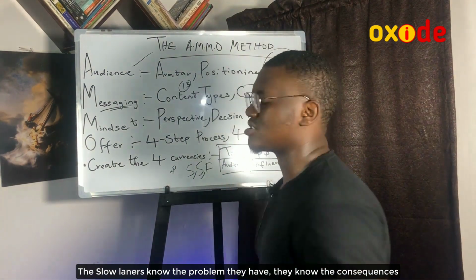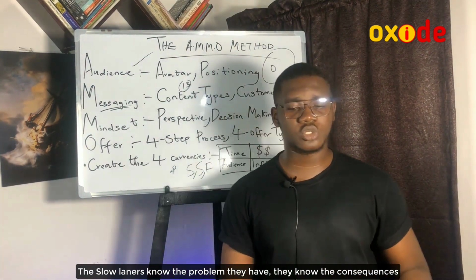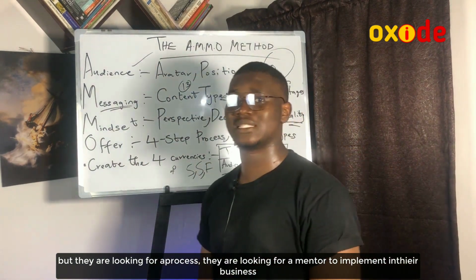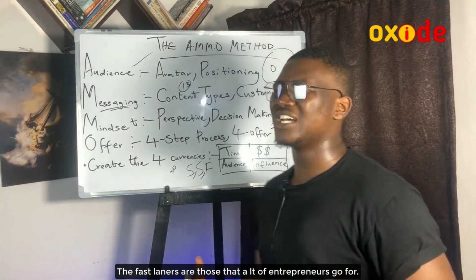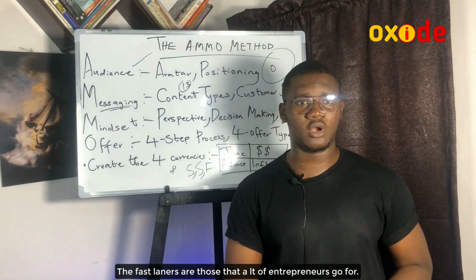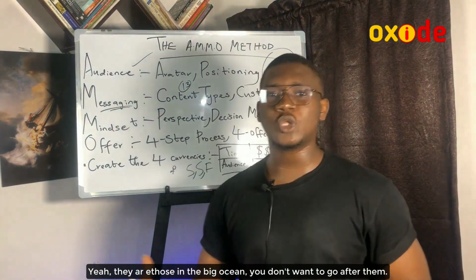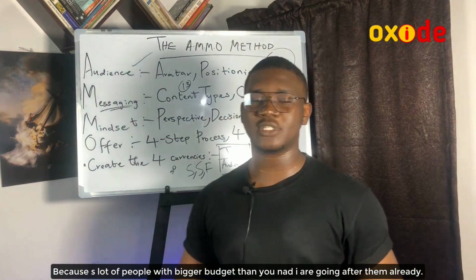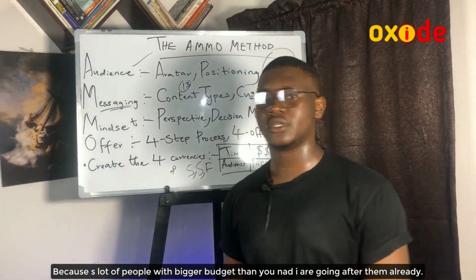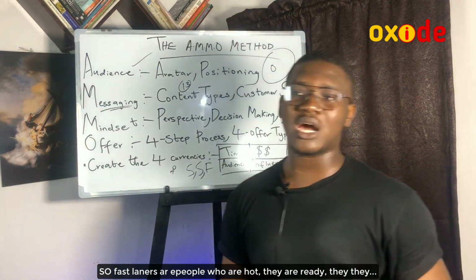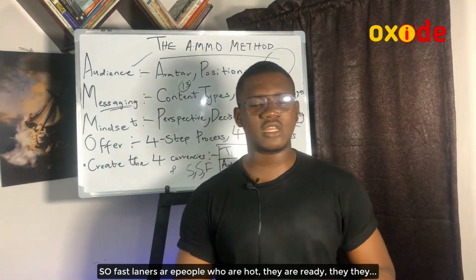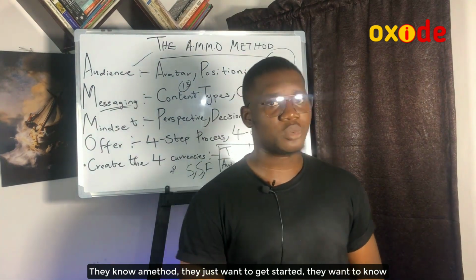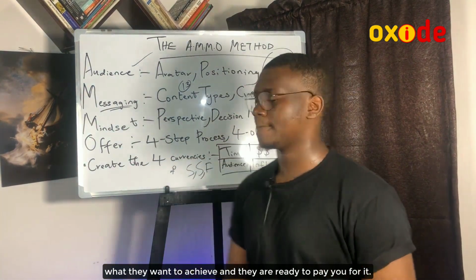Then the slow laners know the problem they have, they know the consequences, but they're looking for a process, they're looking for a method to implement in their business. Then the fast laners are those that a lot of entrepreneurs go for. They're those in the big ocean. You don't want to go after them because a lot of people with bigger budgets than you and I are going after them already. So fast laners are people who are hot, they are ready, they know a method, they just want to get started. They want to know what they want to achieve and they are ready to pay you for it.